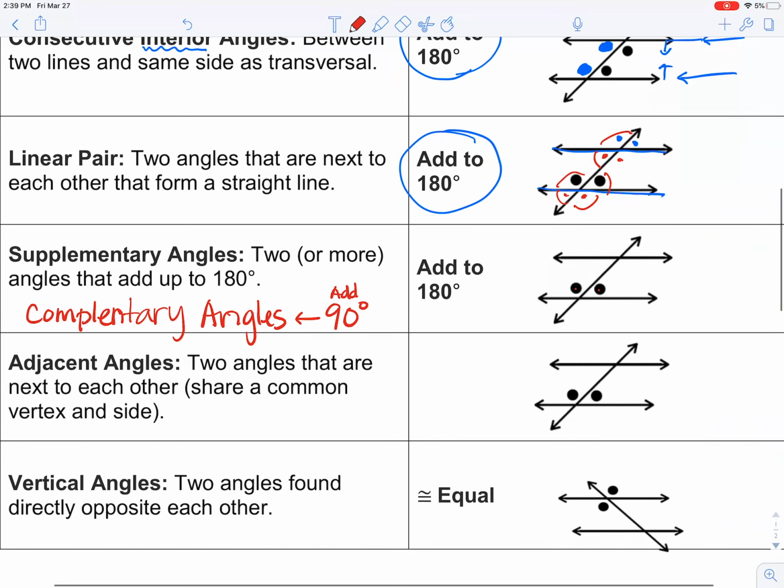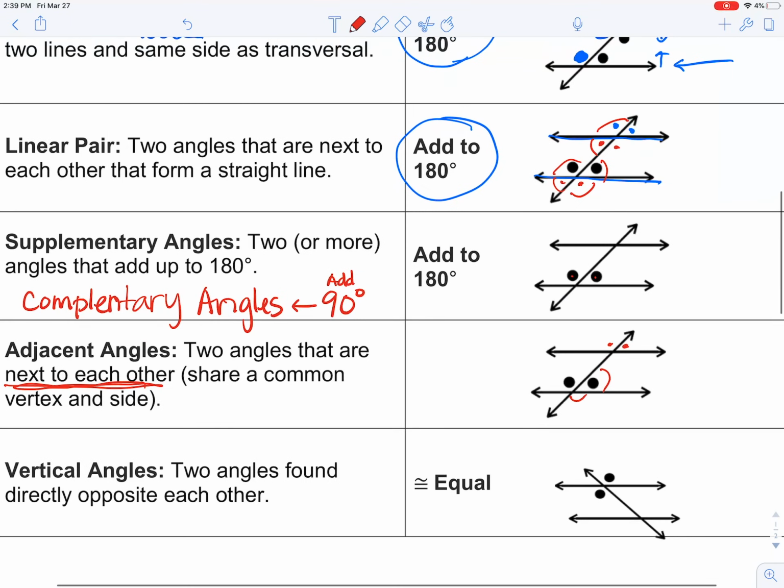All right, adjacent angles, they really just mean two angles that are next to each other. They are touching each other. So again, in our example, there's many different pairs. These are next to each other. These two angles are next to each other. So anything that are just touching.